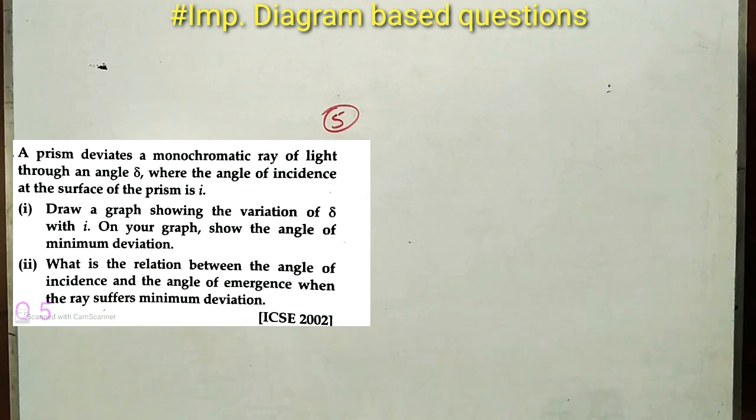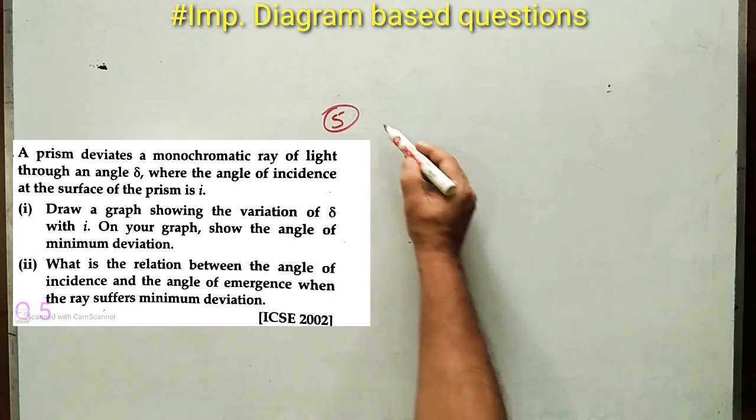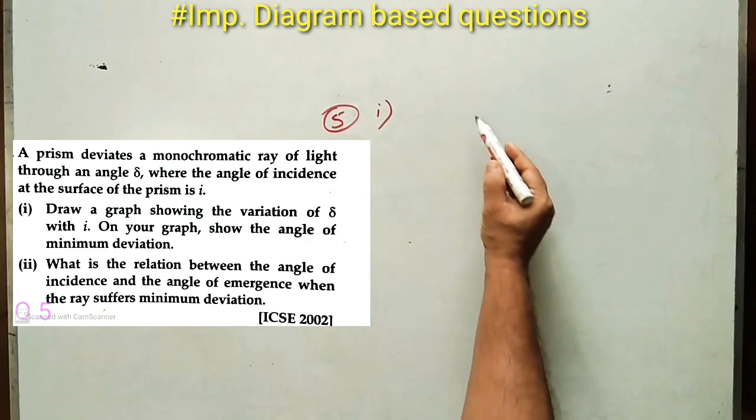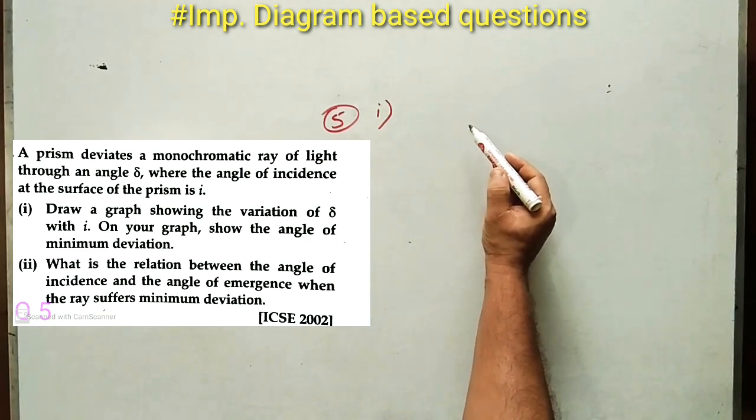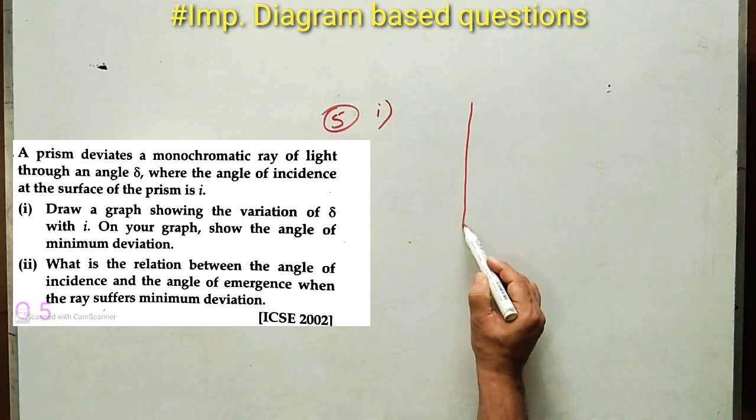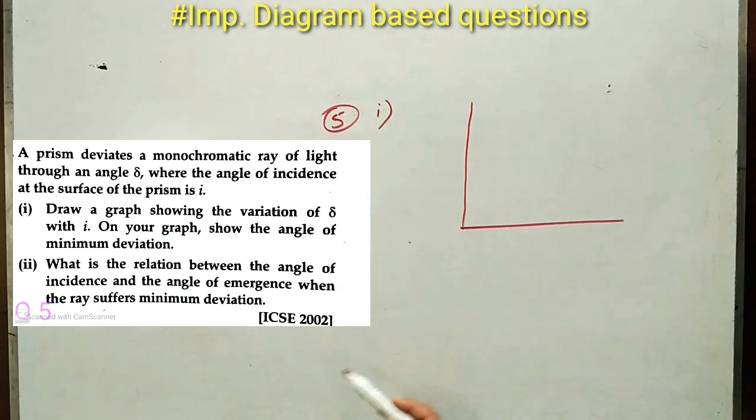Second part: what is the relation between the angle of incidence and the angle of emergence when the ray suffers minimum deviation? So the first part, the i-delta curve, we have already dealt with in the previous videos. So how does the i-delta curve look? So let us draw the first part, the graph between angle of deviation and angle of incidence.